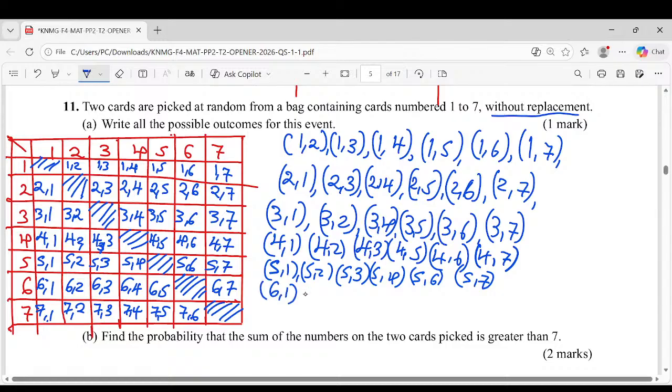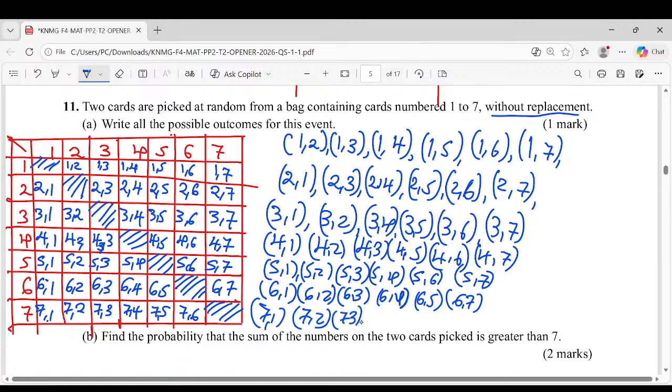(6,1), (6,2), (6,3), (6,4), (6,5), (6,7). Then finally we have (7,1), (7,2), (7,3), (7,4), (7,5), (7,6). You cannot have (7,7). That is the beauty of probability.